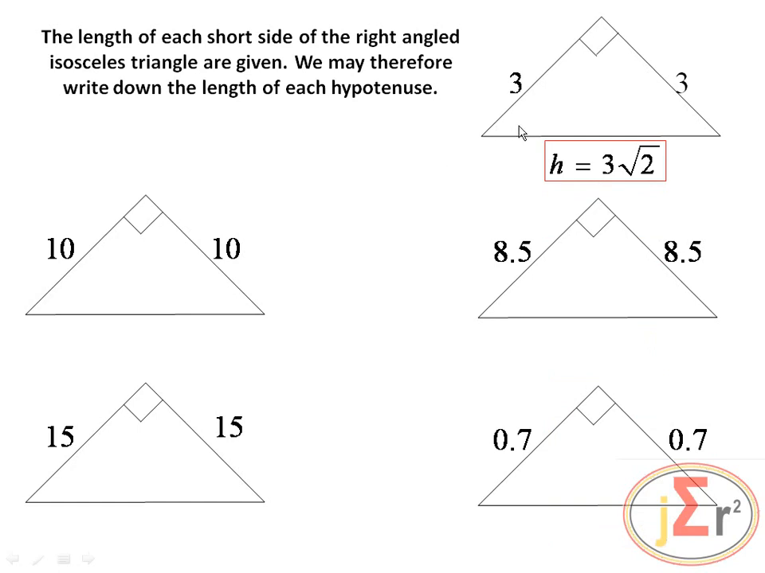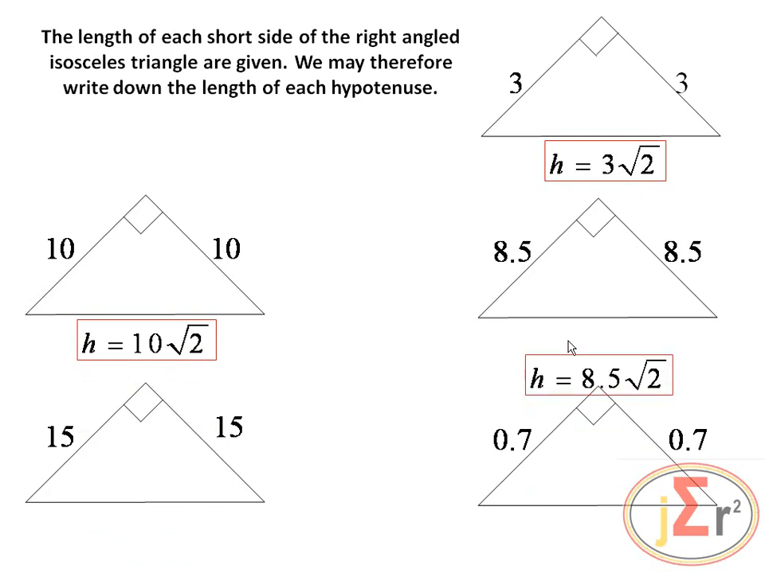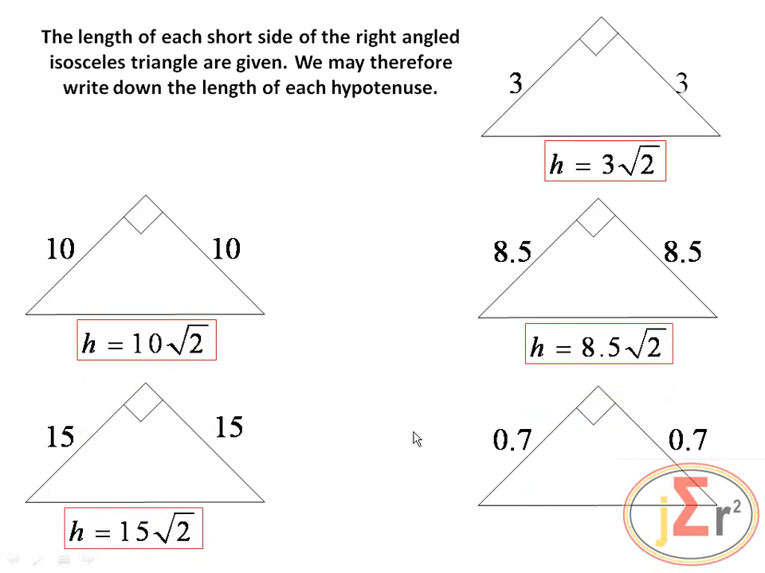It's simple. We have a right-angled isosceles triangle. So, the hypotenuse is equal to the short side multiplied by the square root of 2. What do we have here? 10 multiplied by the square root of 2. And here, no doubt, 8.5 multiplied by the square root of 2. 15 multiplied by the square root of 2. 0.7 multiplied by the square root of 2. It does not matter. As long as each one is a right-angled isosceles triangle, the length of the hypotenuse is equal to the length of the short side multiplied by the square root of 2.